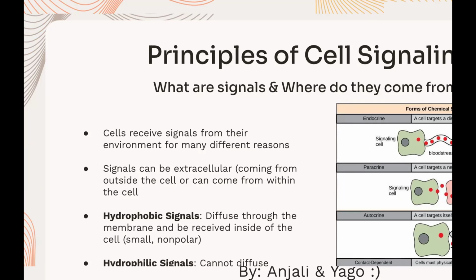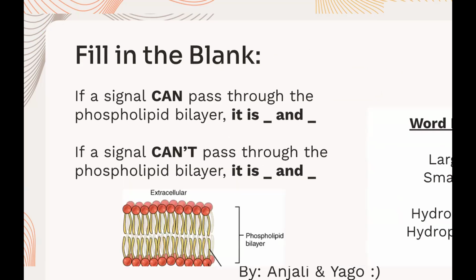One thing I really want to focus on, and she did a question like this in class, is the chemical properties of signals, what can get through the membrane and what can't. Hydrophobic signals diffuse through the membrane and can be received inside the cell; those are usually small and nonpolar. Then we have the hydrophilic. Somebody remind me, what does hydrophobic mean? We hate water. So hydrophilic means we love water. Hydrophilic signals can't go through the phospholipid bilayer, which we'll talk about in a second, and they interact with the membrane receptor. That's the TLDR, but we'll go a little more in depth.